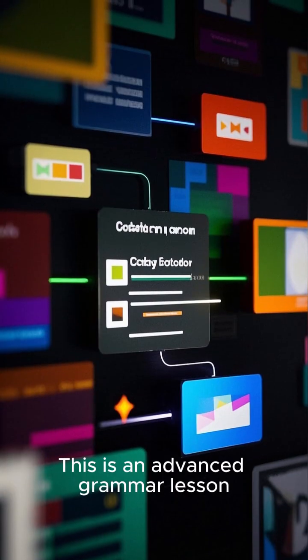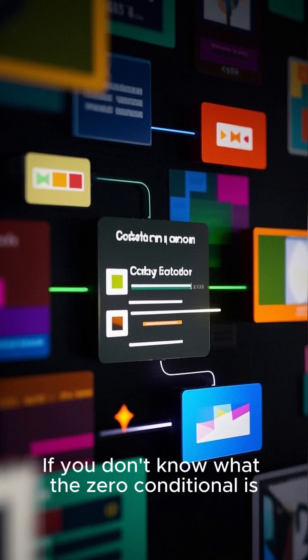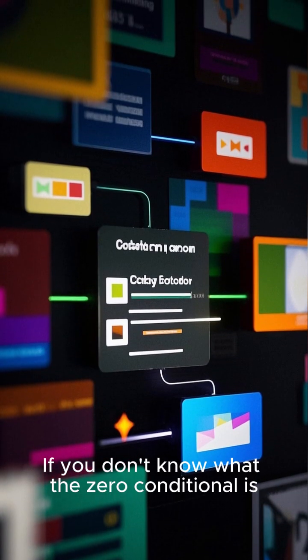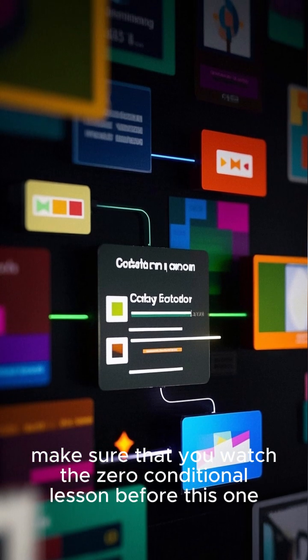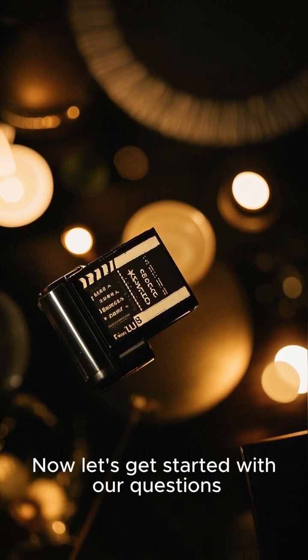This is an advanced grammar lesson. If you don't know what the zero conditional is, make sure that you watch the zero conditional lesson before this one. Now let's get started with our questions.